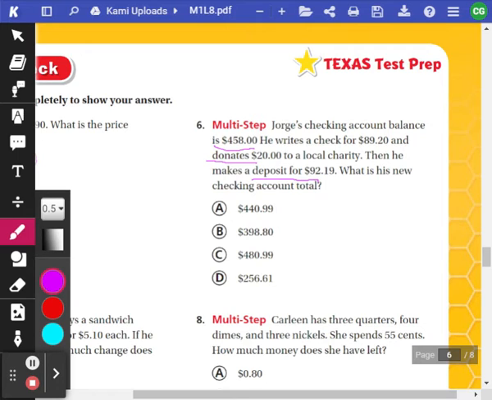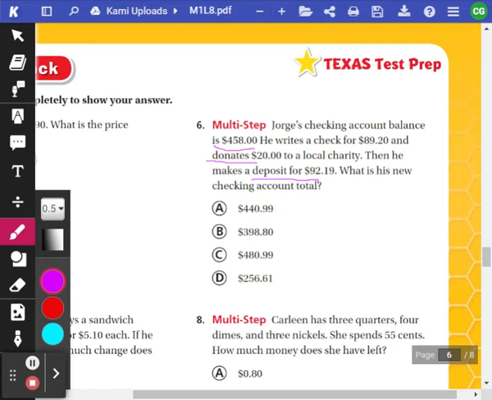I need to regroup. So that's a 4, 17. 9 from 17 equals, very good, it's 8. I cannot take 8 from 4. I regroup again. 14 minus 8 equals 6, and then 3. So he's left with $368.80. And then he donates.